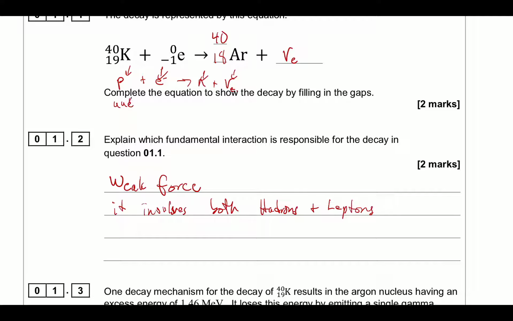And actually it's an up quark plus an electron to a down quark and the electron neutrino. So because the quark is changing flavor, it just has to be a weak force interaction in order for that to happen.